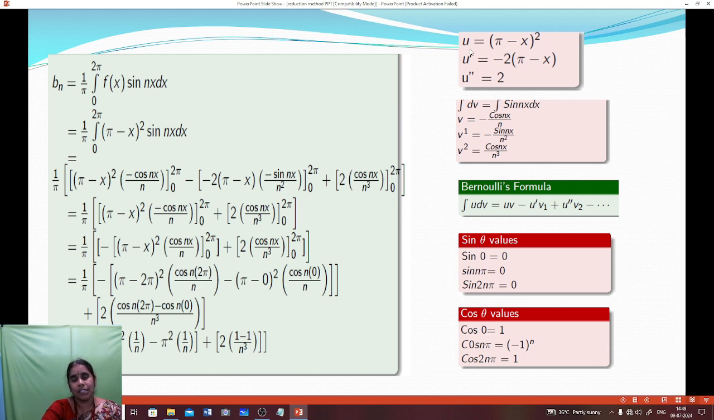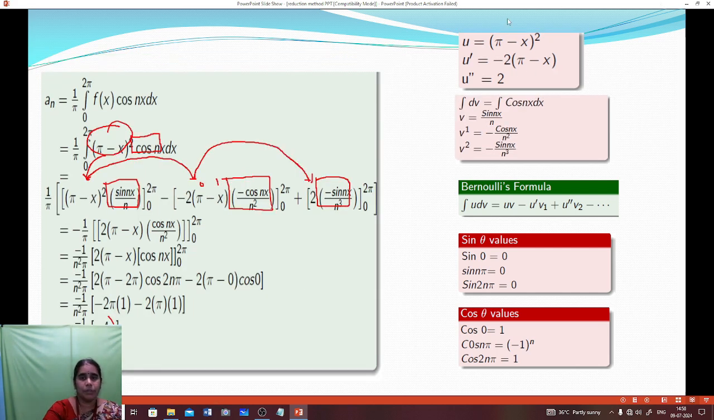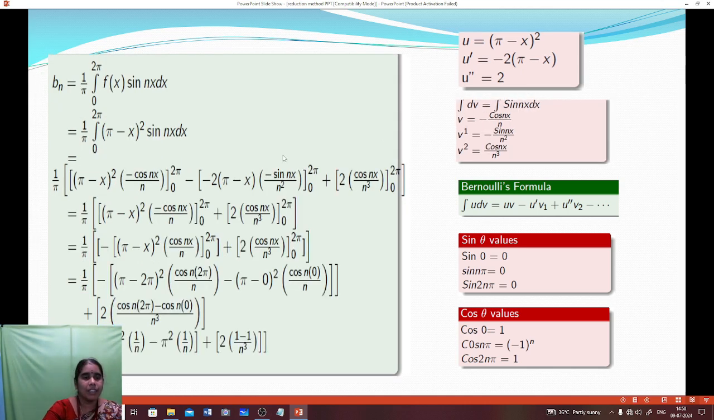On differentiating this, u dash is equal to x power n. On differentiating x power n into x power n minus 1, which is nothing but minus 2 into pi minus x. Same cases, same answer as previous. U dash, u double dash. Okay, same thing.